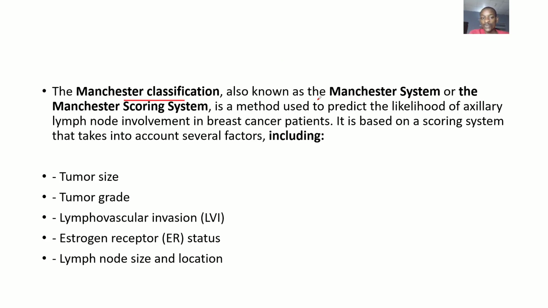So the Manchester classification, also known as the Manchester system or the Manchester scoring system, is a method used to predict the likelihood of axillary lymph node involvement in breast cancer. The chief thing we're trying to look at is the axillary lymph node. Is there axillary lymph node involvement? This is the question you're basically trying to ask.